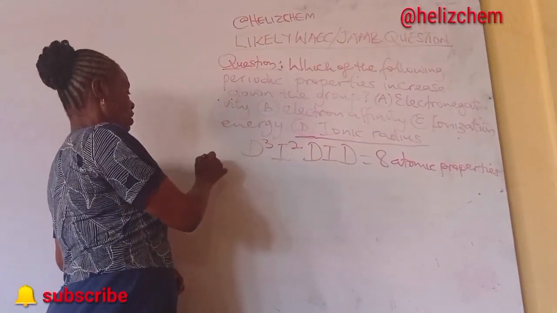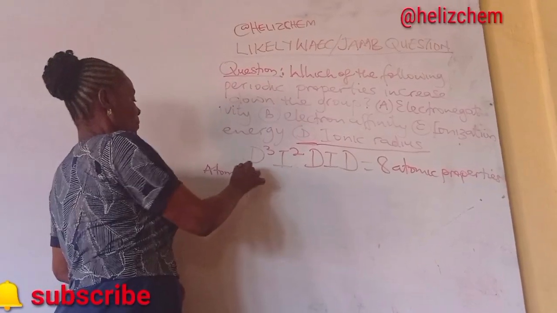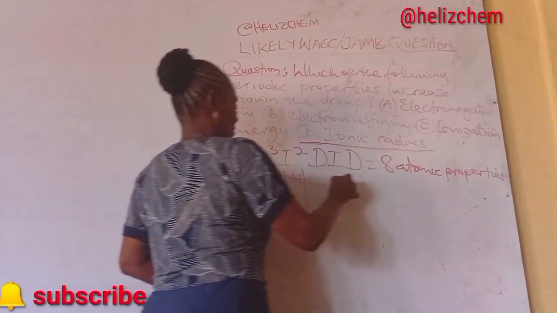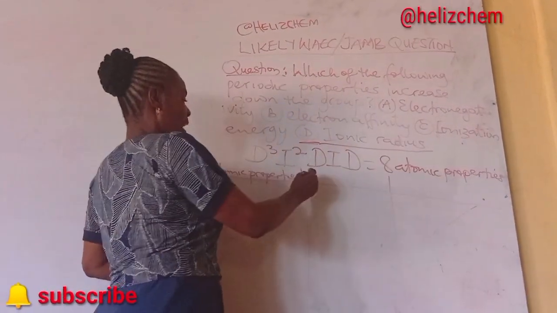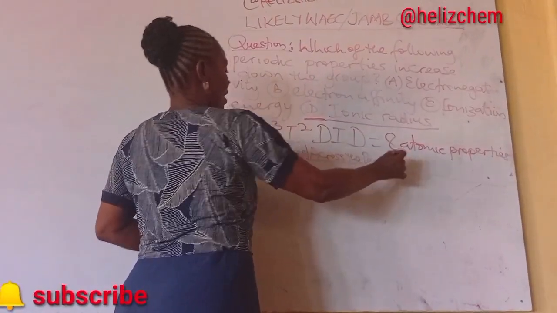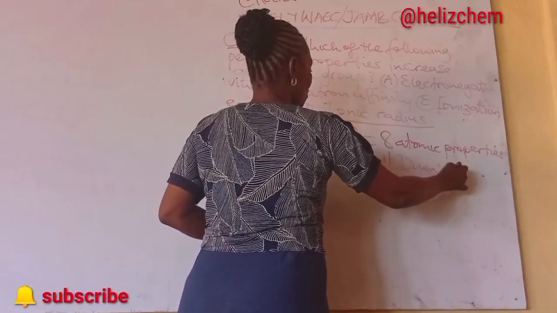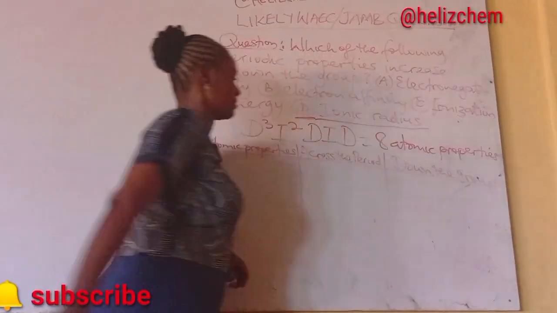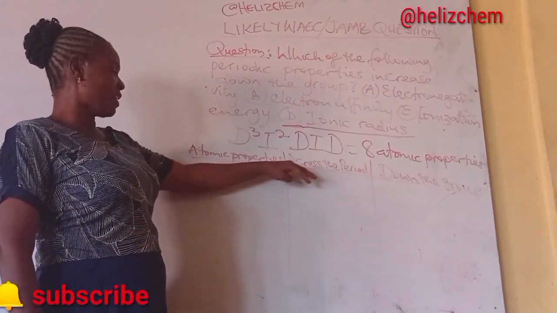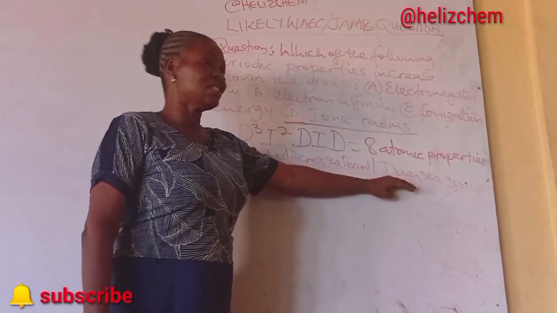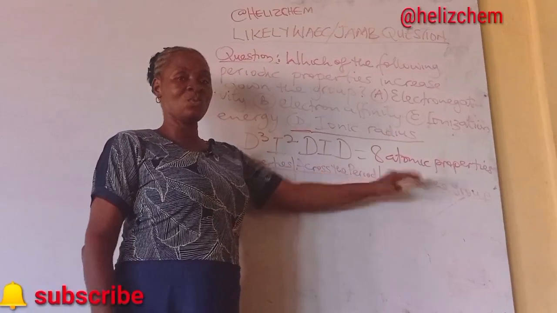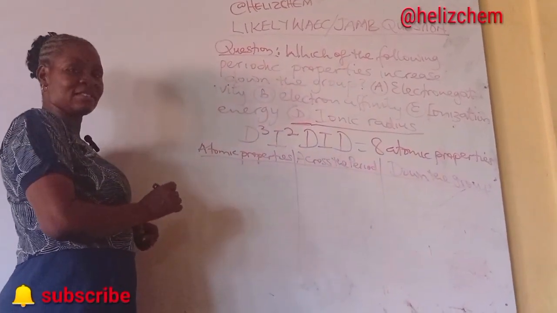You will arrange the atomic properties in alphabetical order across the period and down the group. Don't forget, arrange them in alphabetical order. If you look at across and down, A comes before D, and that is why I picked across first, followed by down the group. Now, what are the atomic properties?